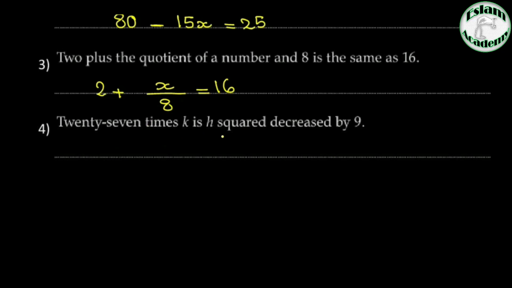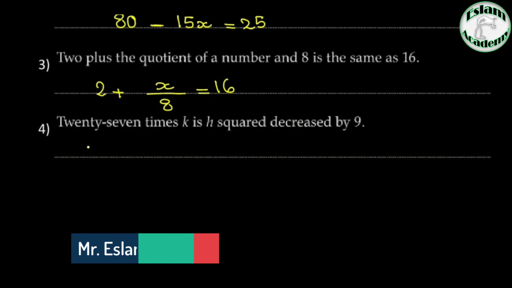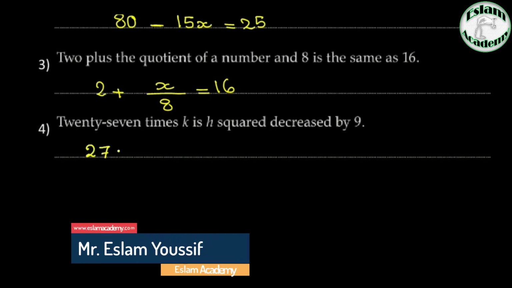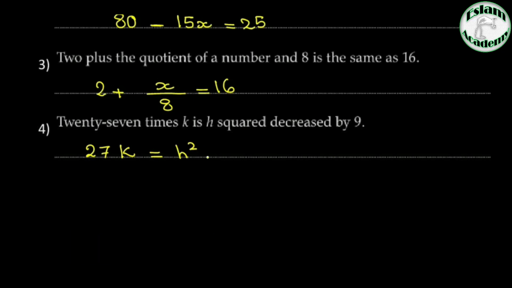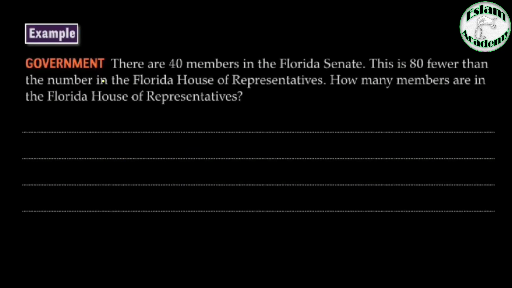27 times k is h squared decreased by 9. 27 times k, which is 27k, is equal to h squared, that's h to the power 2, decreased, which is minus, by 9, so minus 9.